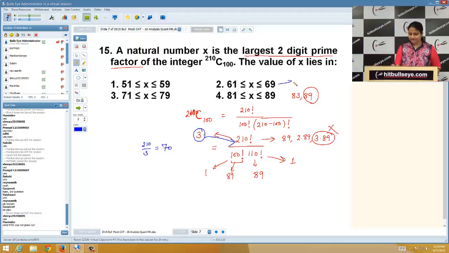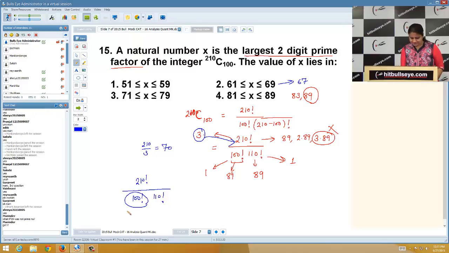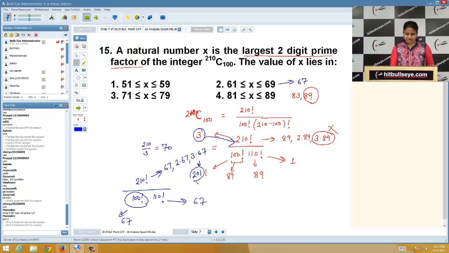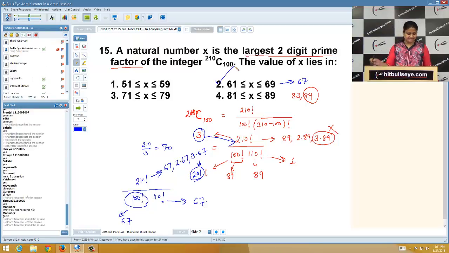Now you can verify that. We can take this range 61 to 69. What is the largest prime here? That is 67. Now in 100 factorial, 67 will come 1 time. In 110 factorial, 67 will come 1 time. But in 210 factorial, it will come 3 times: 67, 2 into 67, 3 into 67. What is 3 into 67? It will be 201, which is less than 210. That's why this is acceptable and this is the answer.